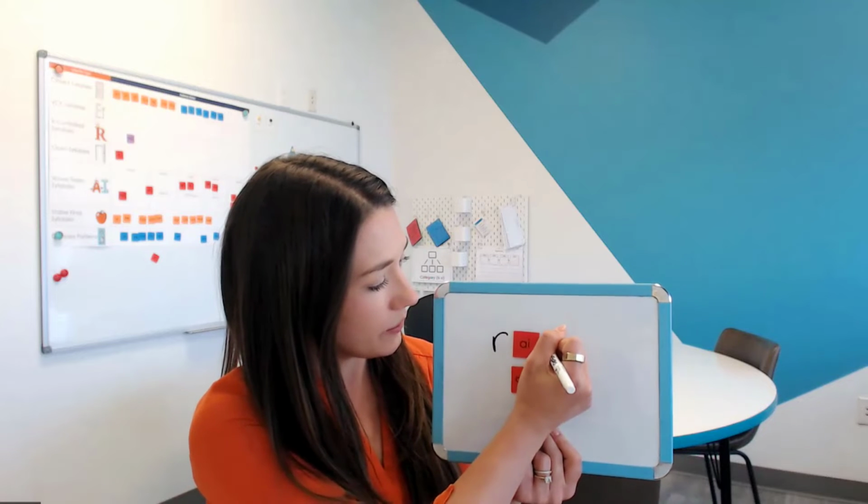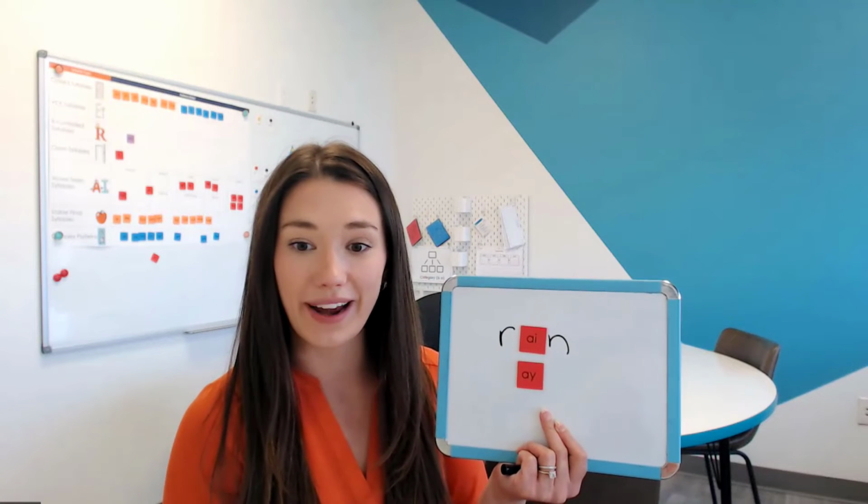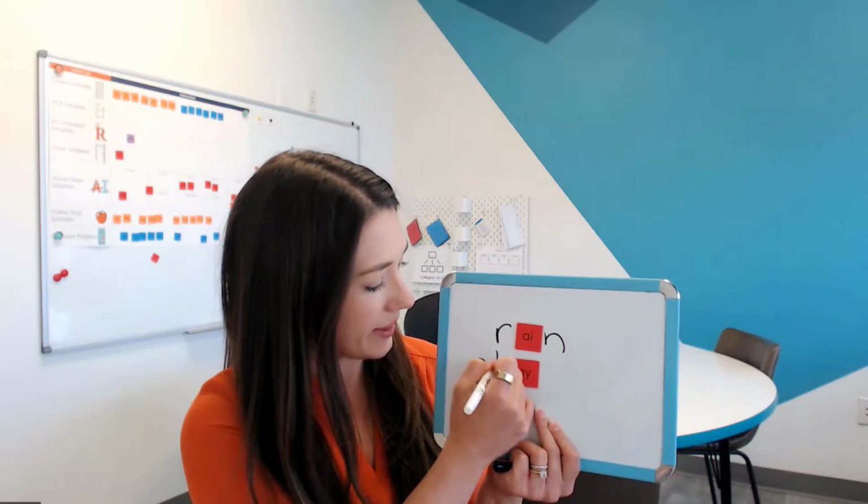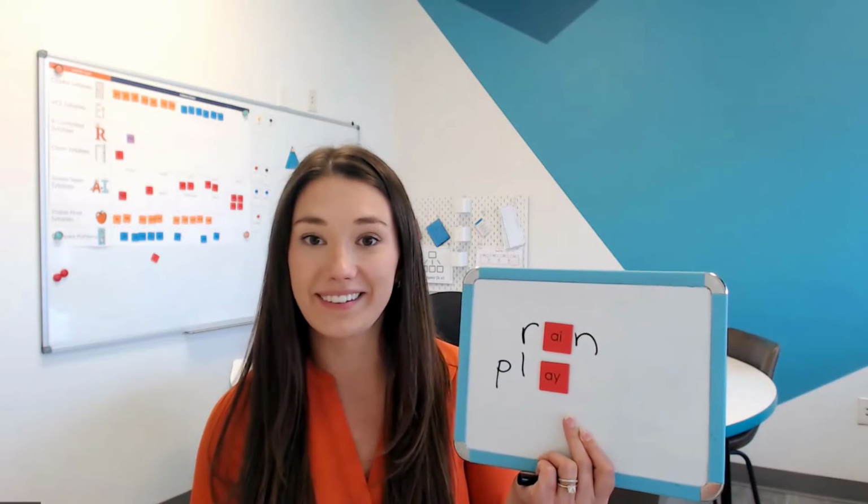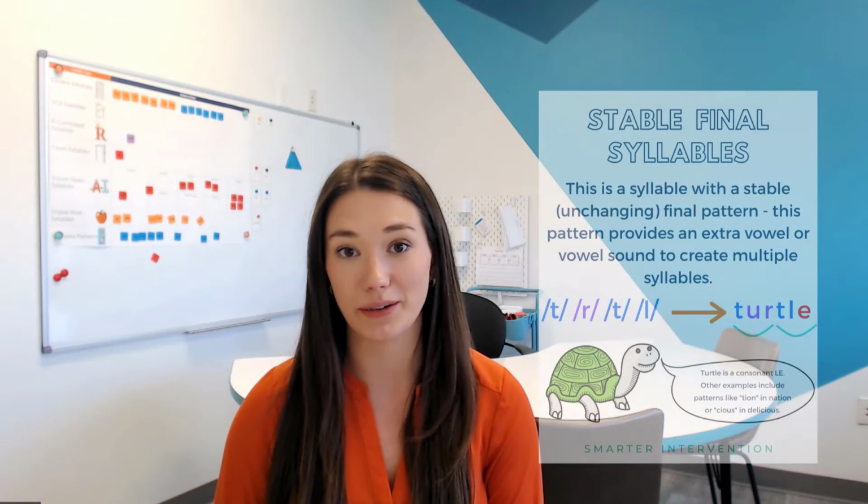AI, for example, will go in the middle, like in the word rain. AY will go at the end, like in the word play. Sometimes we also get vowel teams that can make more than one sound, like our OU can say OW, like in trout, and OO, like in soup. We'll teach all of these within that syllable type. The last syllable type that we introduce to students is our stable final syllables.